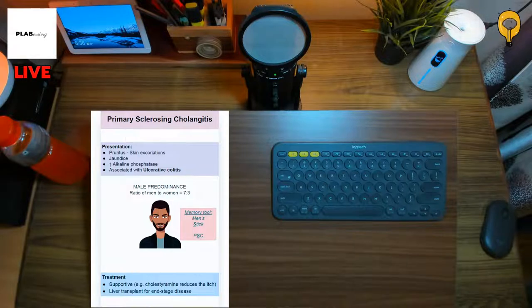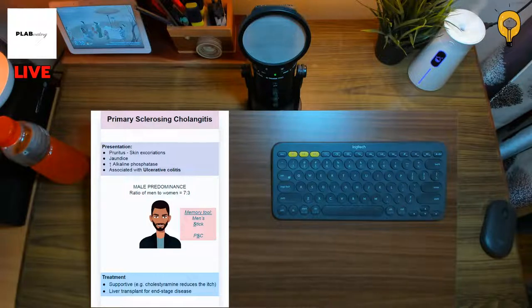Then fifth, achalasia. Chronic inflammation and stasis from any cause increases the risk of esophageal squamous cell carcinoma. So in achalasia, chronic inflammation and stasis can lead to increased risk of esophageal squamous cell carcinoma.